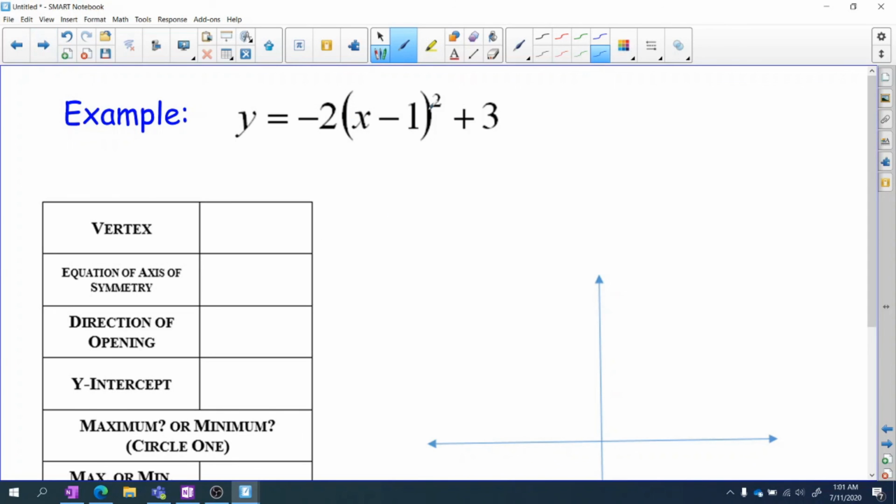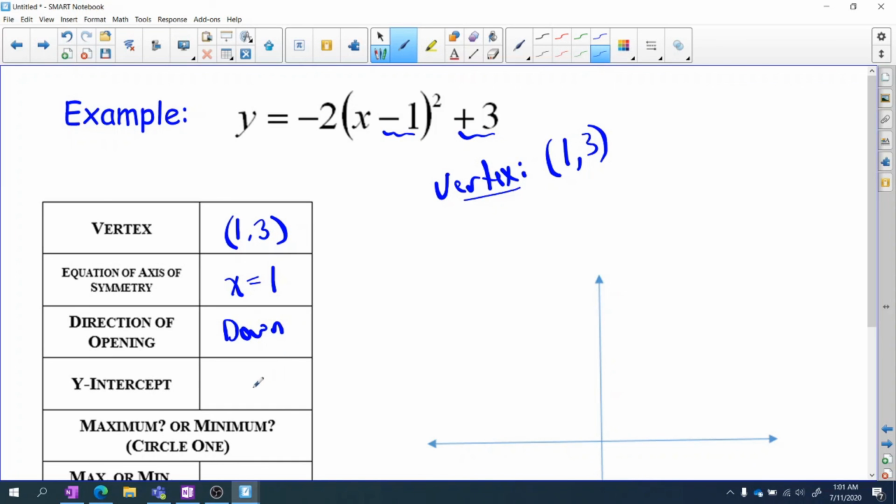All right, so from this, remember the vertex, it always comes from here. There's your H and K. Your vertex is the opposite of this. So positive 1, positive 3. That's what I'm looking for here, 1, 3. Where's the axis of symmetry? Well, remember, it always cuts through the x-coordinate of the vertex. So it's x equals 1. Which way does this one open? There's a negative here. It opens down.